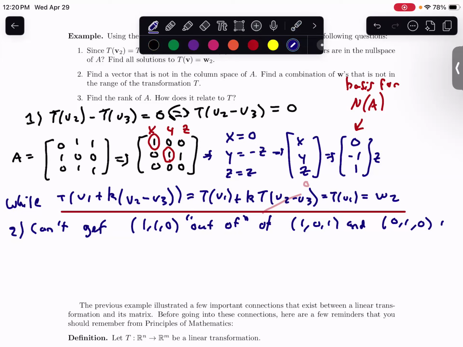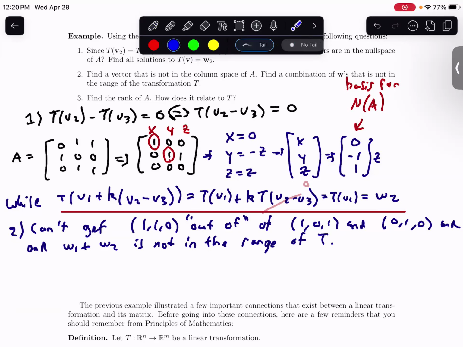Analogously, what this is saying is that if 1, 1, 0 is not in the column space of these two columns here, then you can't express W1 plus W2 in the image of the transformation. So you can also say something like W1 plus W2 is not in the range of T for the exact same reasons, right?